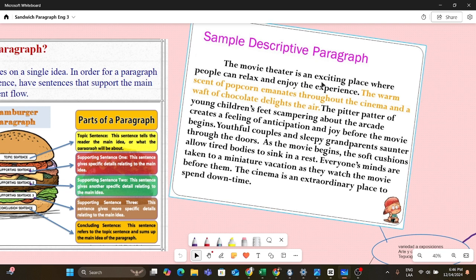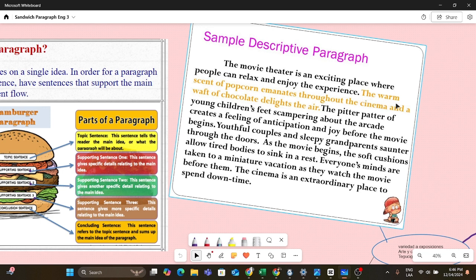I need to convince the reader that the movie theater is exciting, so I have to mention something exciting, something relaxing and enjoyable. This is going to be the ideas that I'm going to support. This idea that the movie theater is an exciting place where people can relax and enjoy the experience.